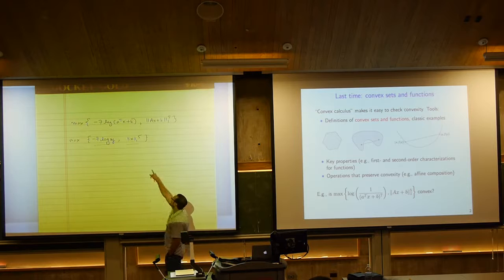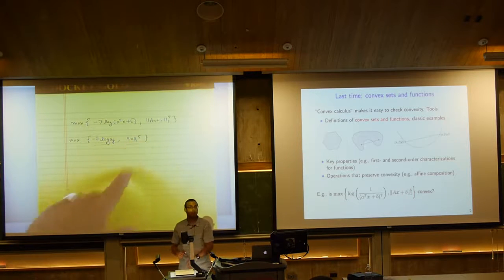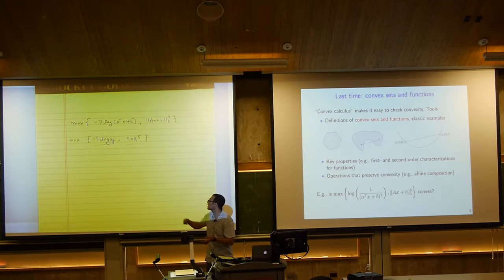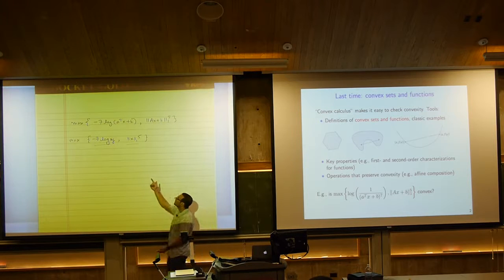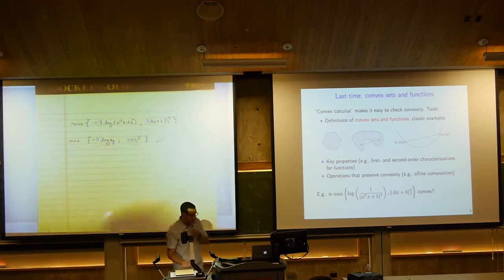Right, norm is a convex function. X to the 5 is convex if I look at how it acts on the positive numbers, and it's also increasing on that domain, right? So if I think about this function as being to the power of 5, but only operating on the positive numbers, it's a convex function, and it's increasing. So this composition is also convex. So this thing's convex.